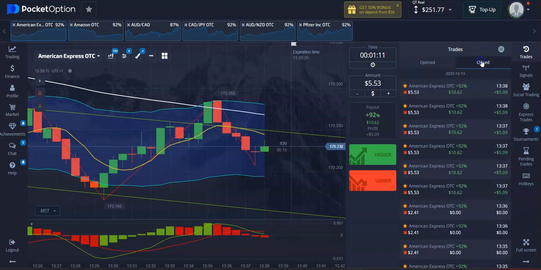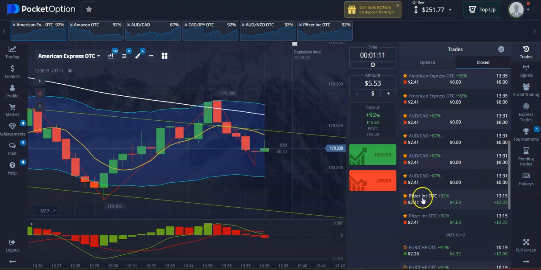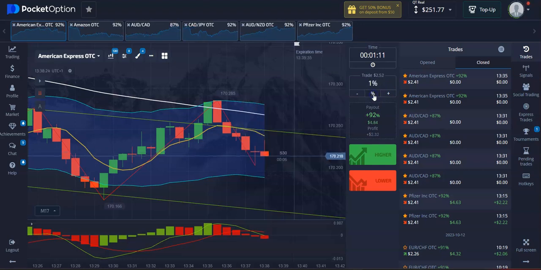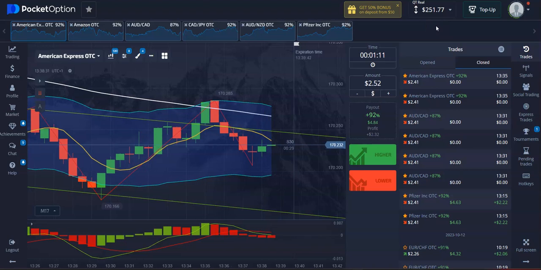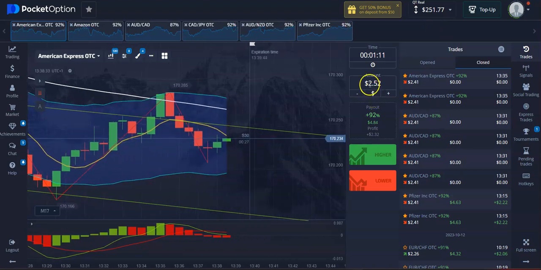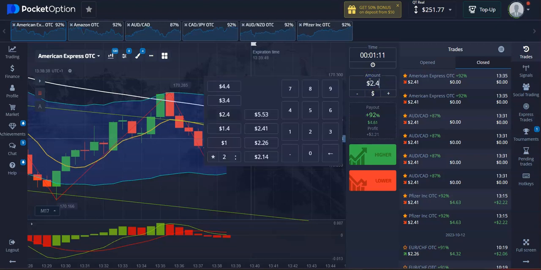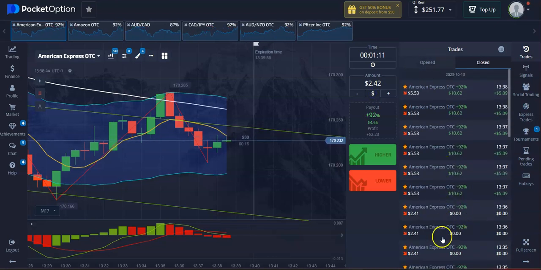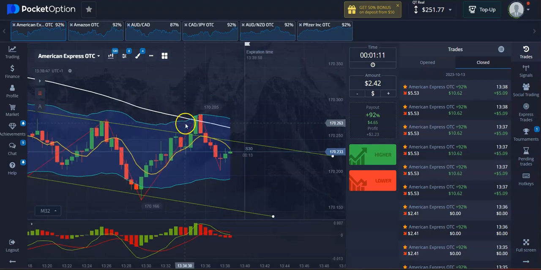So we started with 241, I think. Yeah, 241. So now, because that was 1%, so now if you place 1%, it's going to be 252. So that means we've made, let's say, yeah, actually $10. We made $10. Okay, so let's go back to 241, 2.41, which is 0.96. Okay, so we had a huge loss over here. So that was just a bad timing.